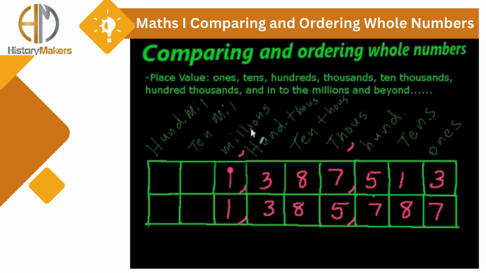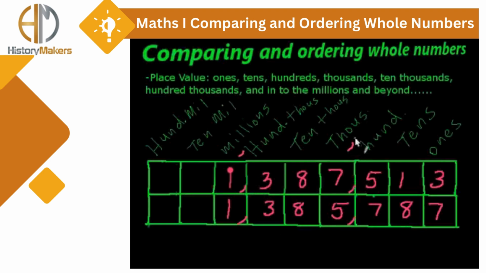So let's take a look. If we see here in the millions place, we both just have 1. In the hundred thousands place, we have a 3 representing 300,000. So still tied up here. Again, in the 10,000s, we have an 8 and an 8. So up to here, we have 1,380,000, or 8 10,000s. So everything's equal up to here.